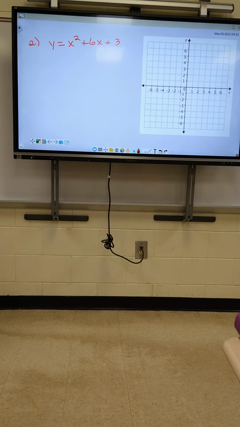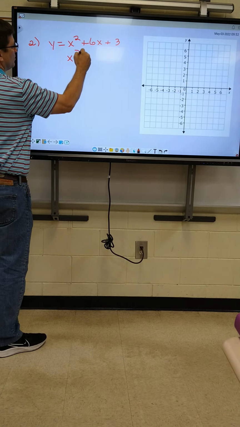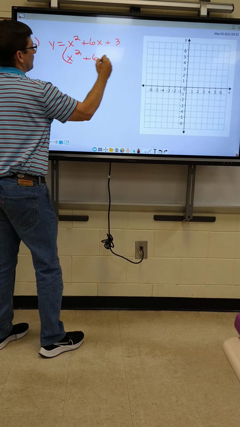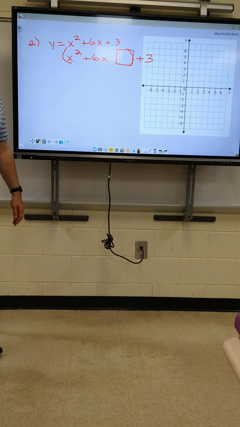Alright, we're going to do the same thing on number 2 that we did on number 1. 1, 2, and 3 are all the same type problems. 4 is something new. So we're going to create a group. I'll move the +3 down. See if y'all can fill in the box and do the first step.